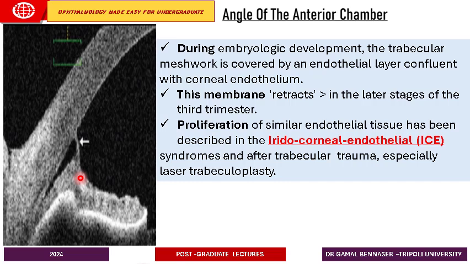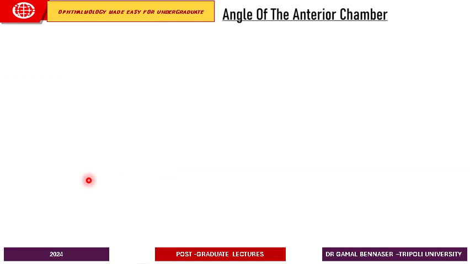The same thing can also happen in post-trabeculoplasty and post-trauma, and this is commonly seen in iridocorneal endothelial syndrome. In iridocorneal endothelial syndrome, it's a congenital problem in which this membrane does not disappear and leads to a secondary glaucoma due to this abnormality in the angle and due to the presence of this membrane.